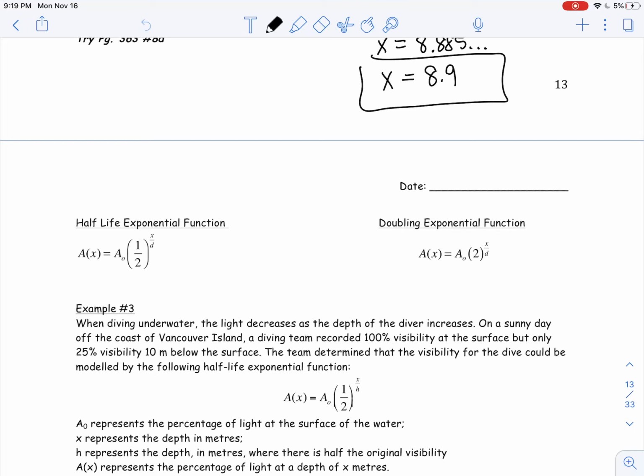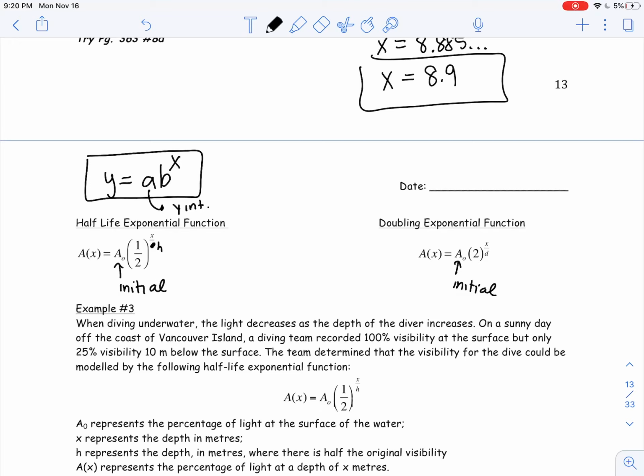What you'll notice is that there are two new equations that you've never learned before. One is called the half-life equation, and I'll get you guys to make a correction. Instead of this D at the bottom, it should be an H there. This comes from your formula sheet where it's y equals a b to the power of x. This is the original that it starts off being. A is always your y-intercept, your starting amount. So that's what A0 means for both of these. What's your initial amount? That's your initial starting point.